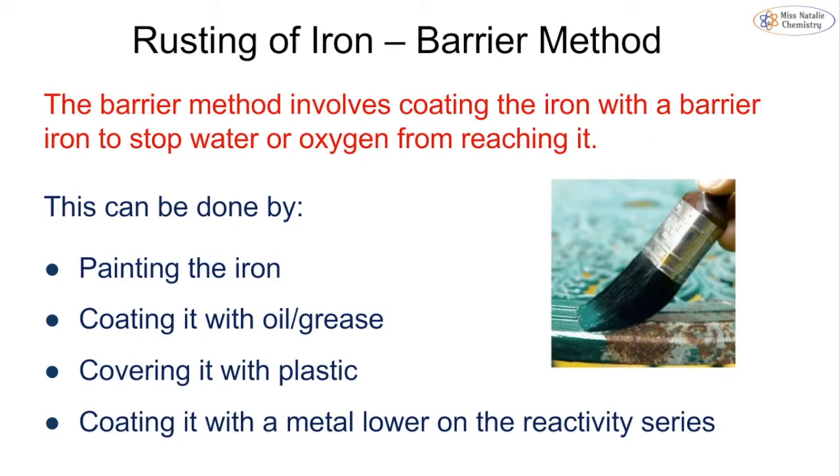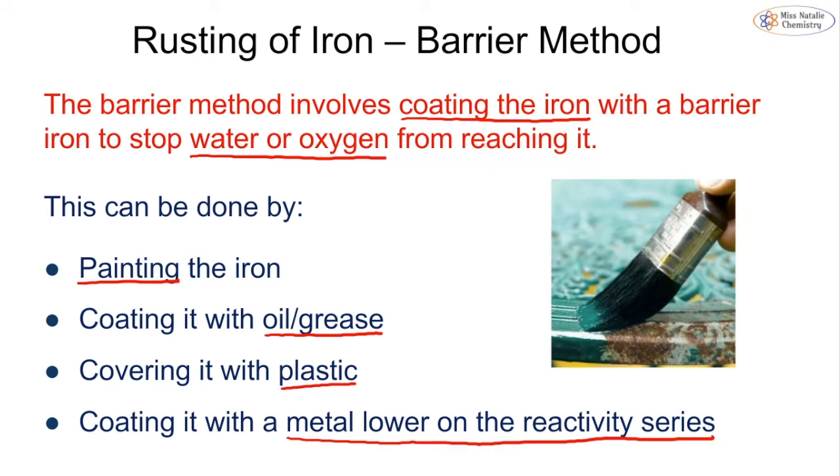So the barrier method involves putting a barrier between the iron and the water and oxygen. It basically means that we coat the iron with something, and then it stops the water or oxygen from reaching it. The most common ways to do this are to paint the iron, to coat it with an oil or grease, to put a plastic over it, or to coat it with a metal lower on the reactivity series.